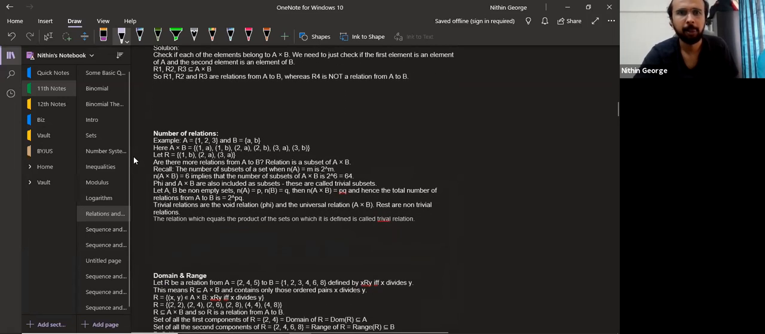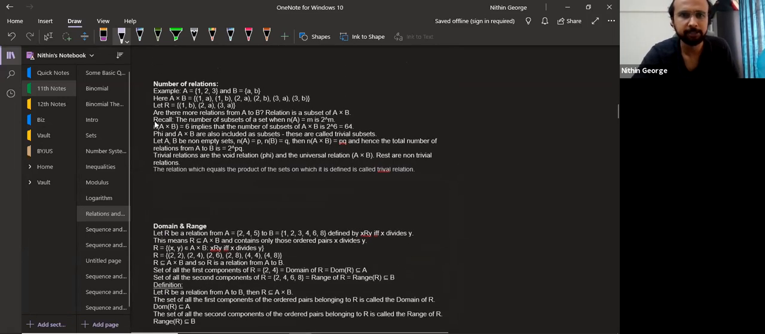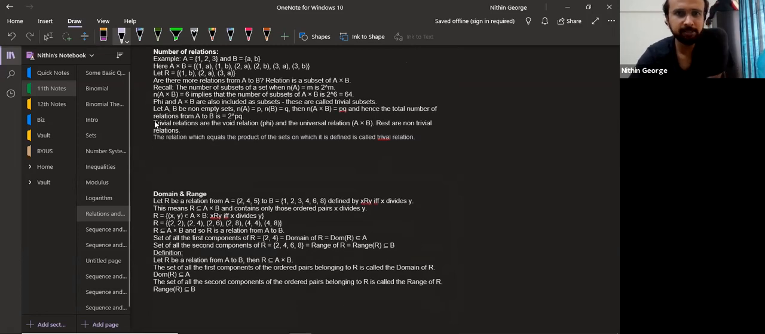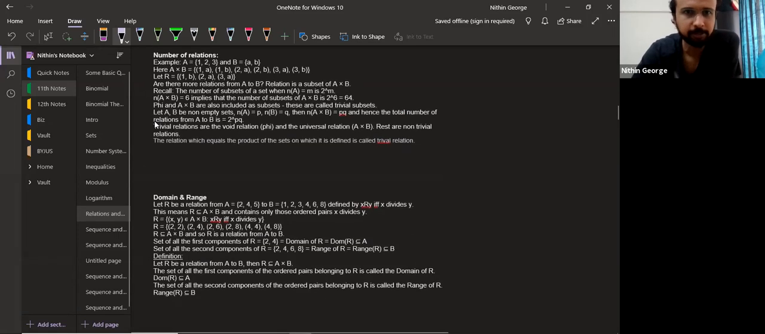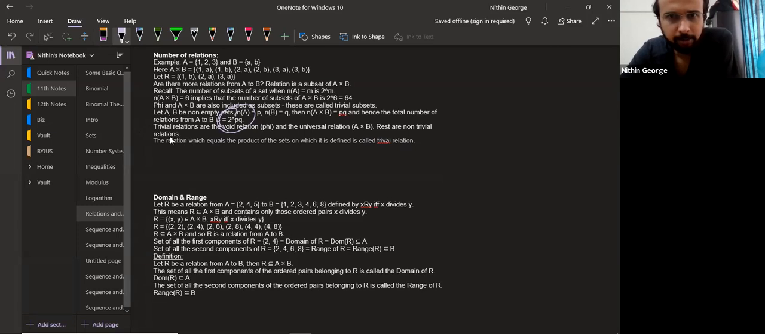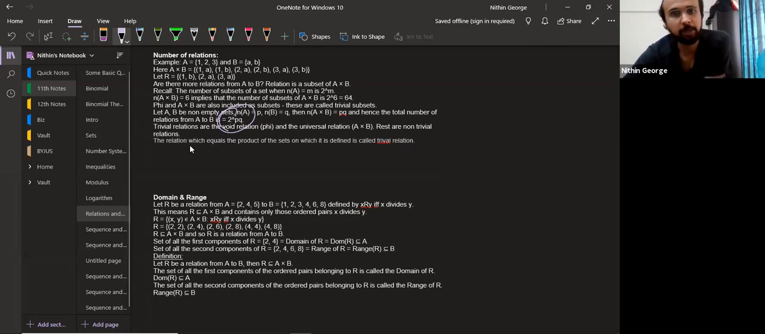Okay. Now, number of relations. Number of relations, 2 power PQ, we just discussed that. Okay, so that's what they've said here. This will be 2 power PQ. And okay, what is a trivial relation? What is a non-trivial relation? It's not that important, but it's good to know.